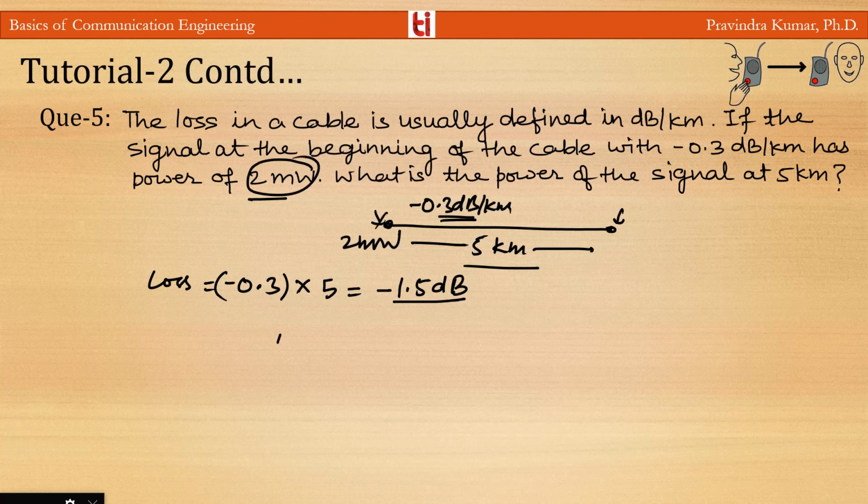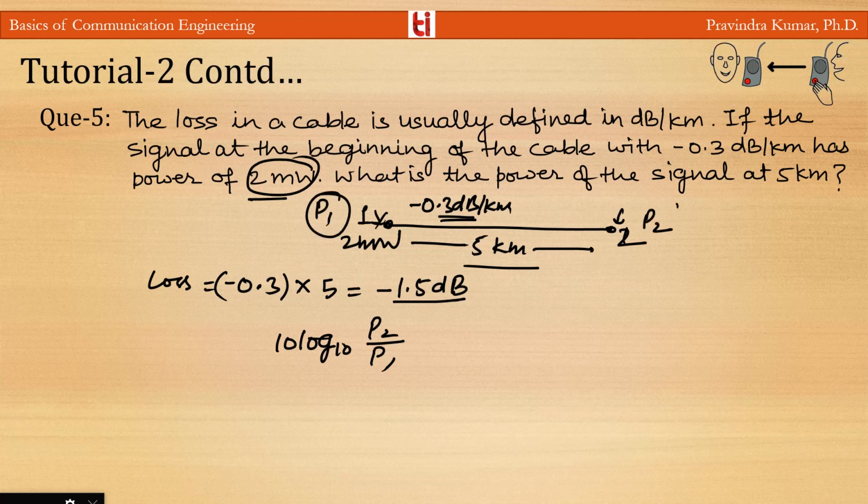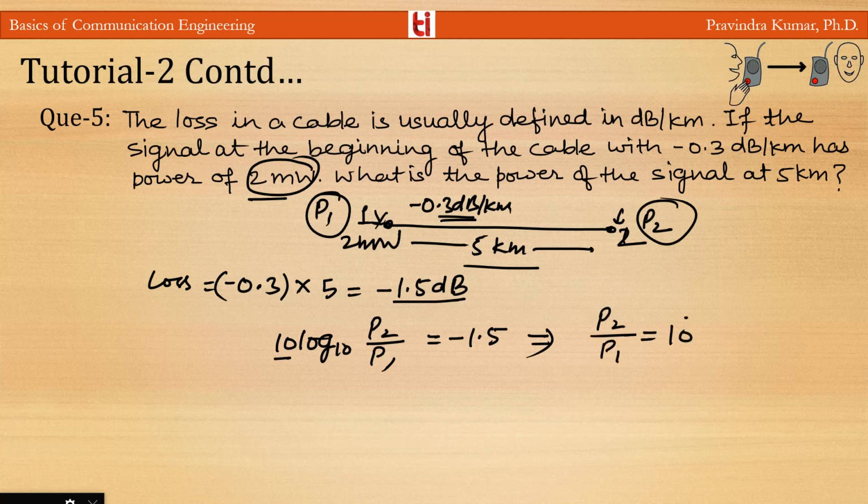So in dB I can write this loss as 10 log 10 P2 by P1. Power is P2 here at point 2 and power P1 at point 1. So the loss can be represented as 10 log 10 P2 by P1, and this loss is given as minus 1.5 dB. From here I can write P2 by P1 will be 10 to the power minus 1.5 by 10, or it will be 0.71, and I can write P2 will be 0.71 into P1.